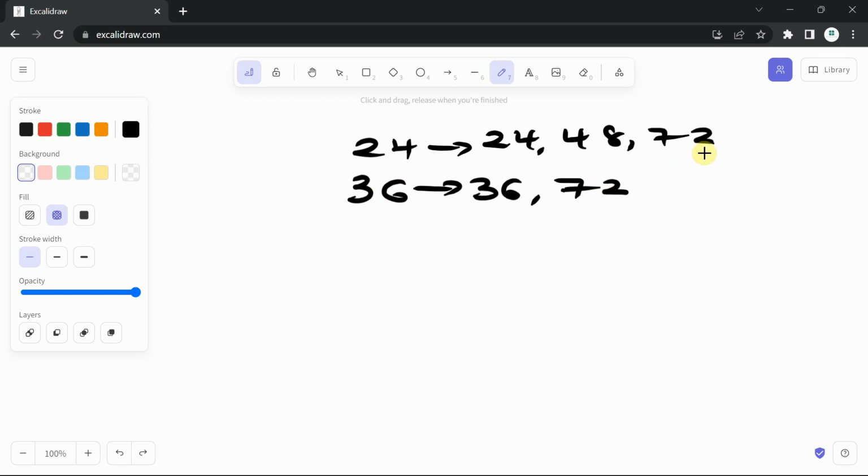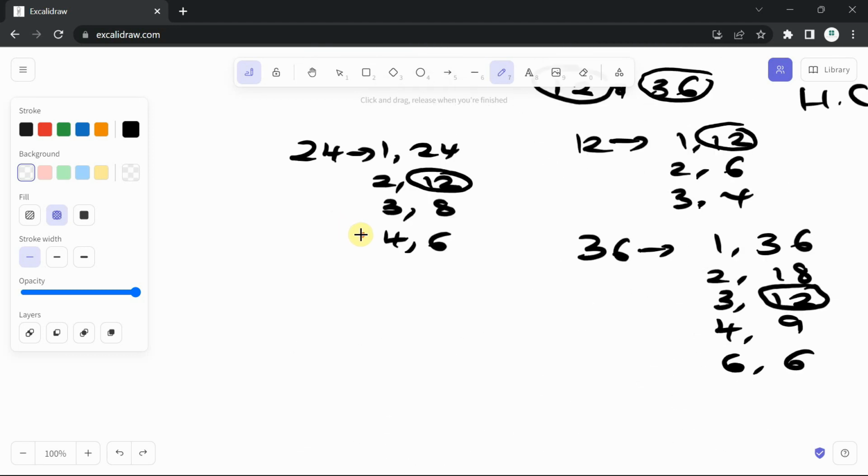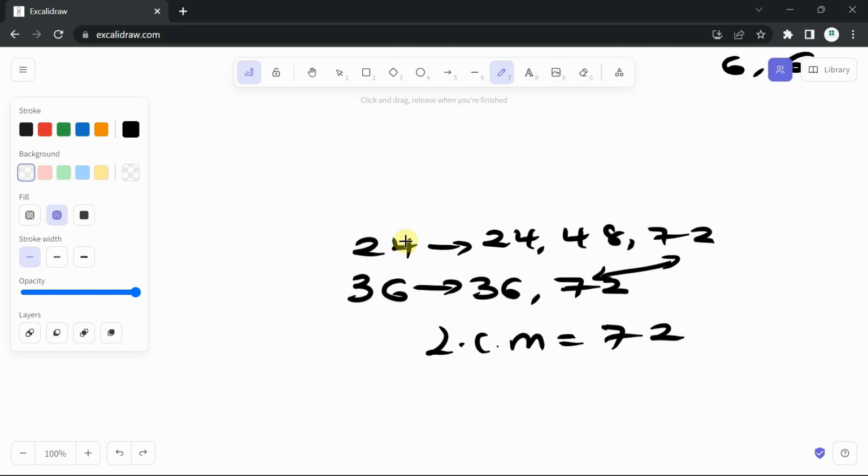Have we found the match? Yes, we found the match. Where is the match? The match is 72. So in this case, the lowest common multiple is 72. You can see the bit of tweaking. When I was doing the highest common factor, I split the numbers into things that multiply to give me the value. When I was doing the multiples, I was doing times 1, times 2, times 3, till I found a match between the two of them.